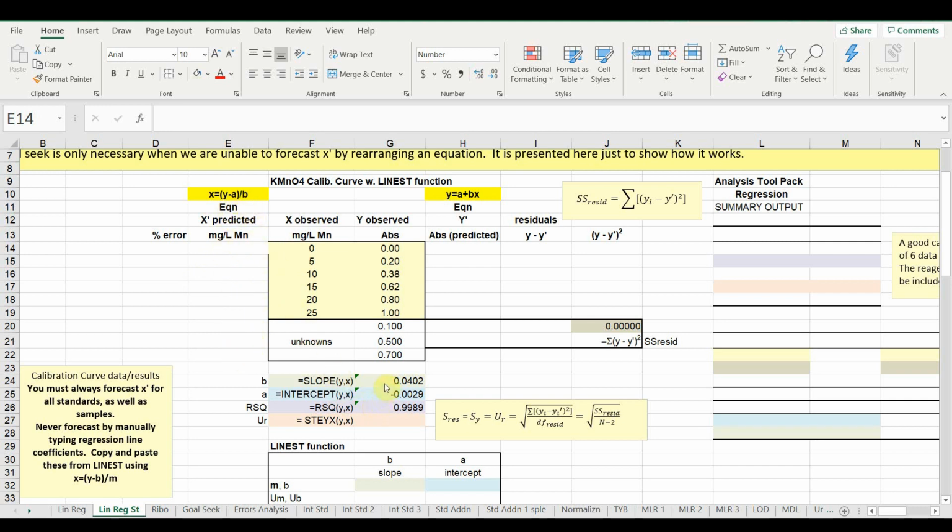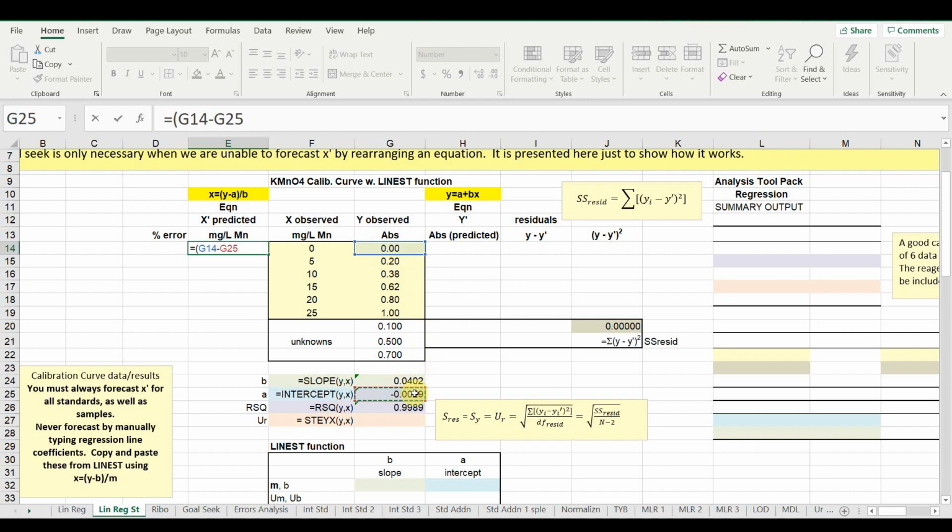Now we've done this many times already, so I won't take the time to type it in front of you. You know that you get the slope by using equals the slope function and enter the values as prompted. The known y's and the known x's. Our slope is 0.402. Likewise for the intercept, enter the known y's and known x's. Our intercept is negative 0.0029, and the RSQ is done in like fashion. So to forecast x values, we'll write the equation equals bracket. The y value is our first standard absorbance, relative reference, minus the intercept.